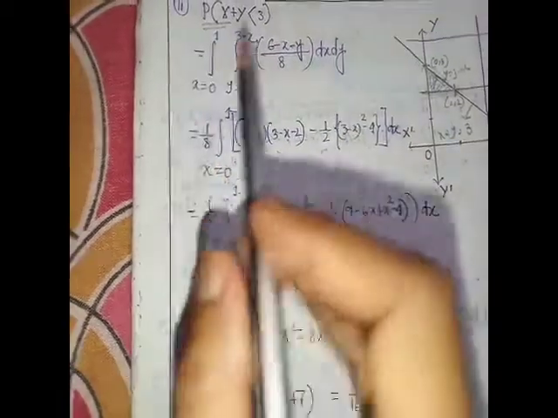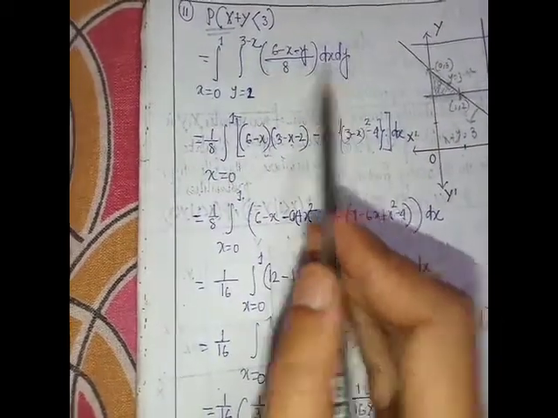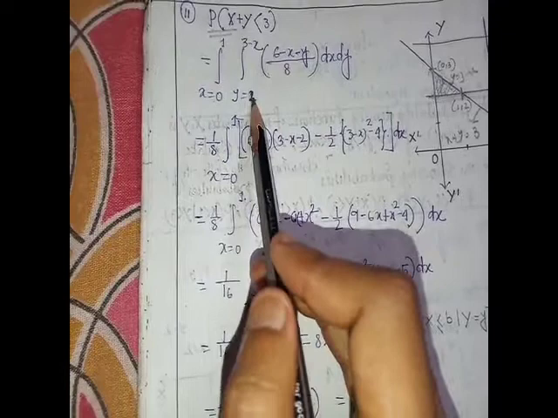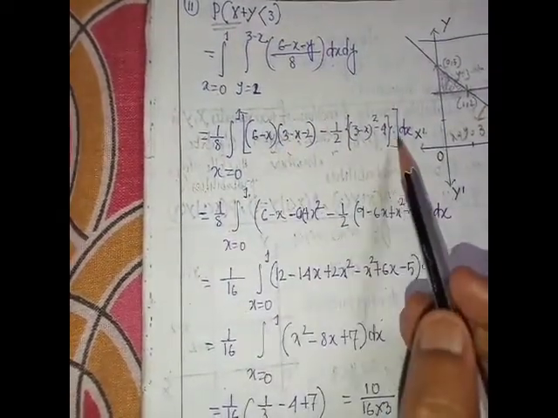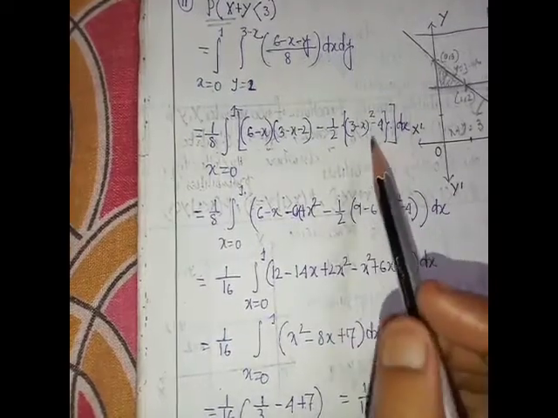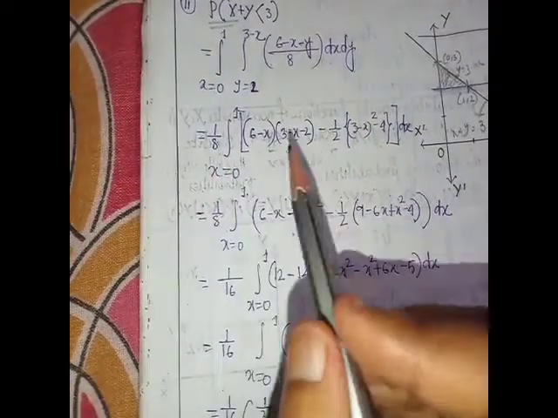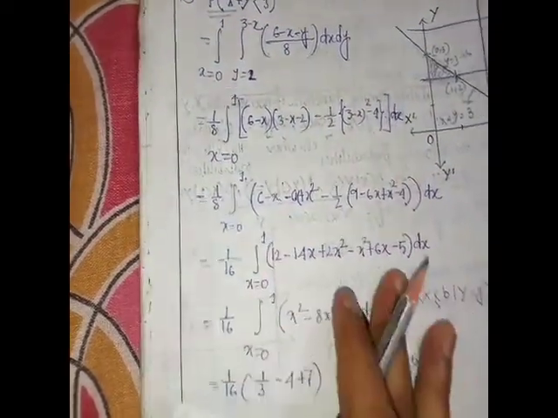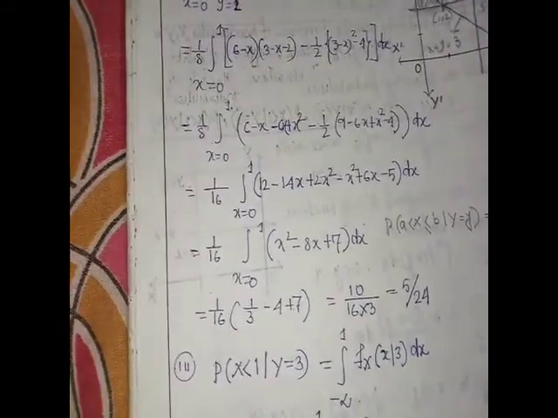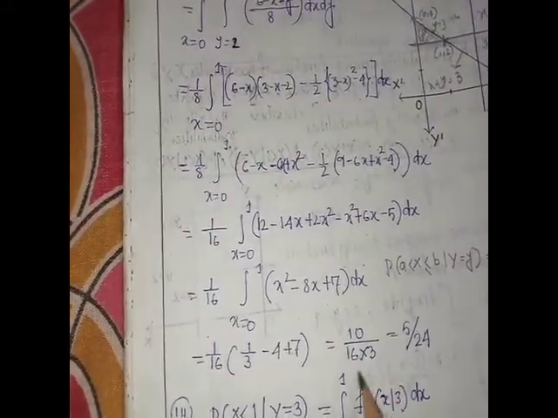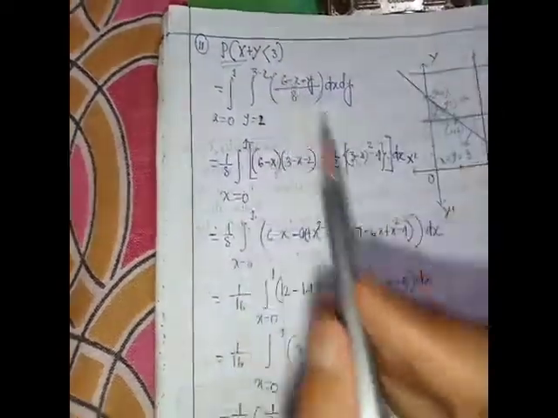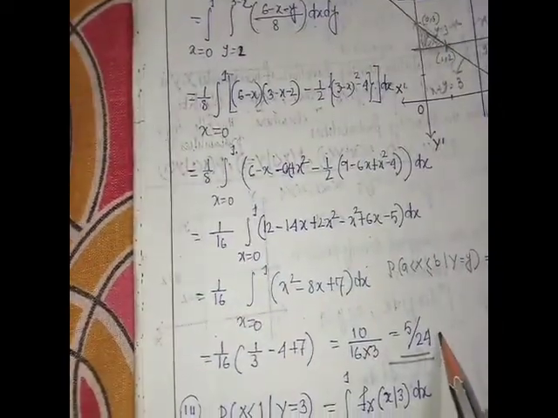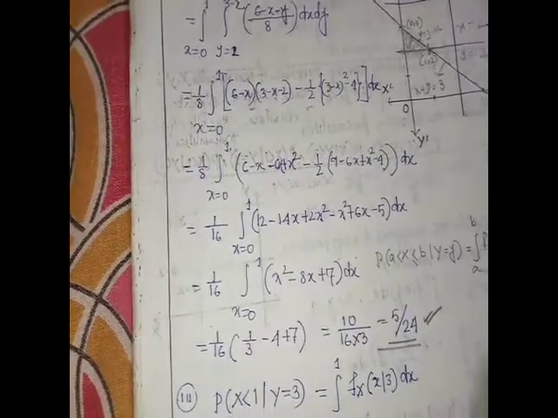First we integrate the dy portion, since the range of y is 2 to 3 minus x, with one variable present. After this, we integrate the dx portion. After calculation, the result is: probability of x plus y less than 3 equals 5 by 24.